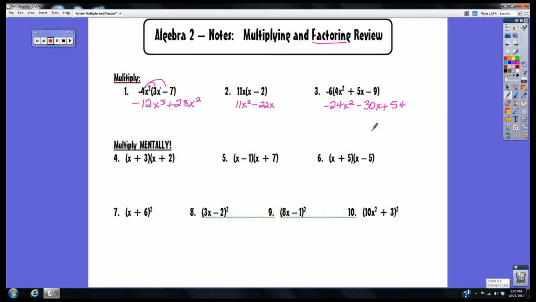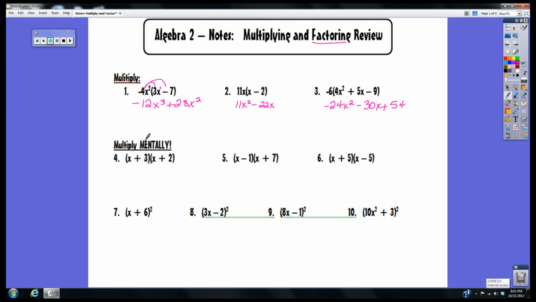So that's all for the distributing. Just take the single term times everything in the parentheses, making sure that you add your exponents. And there was no collecting like terms here, so our answers were just what we got after we multiplied.